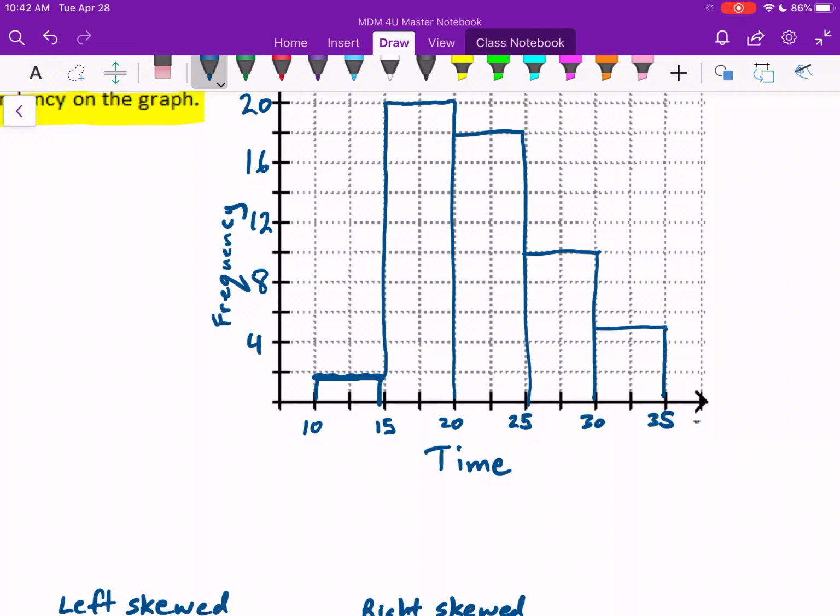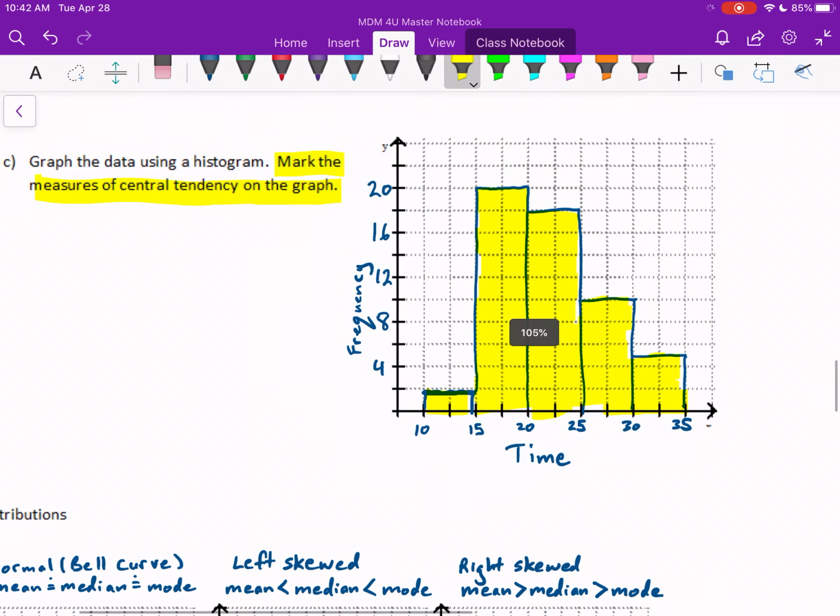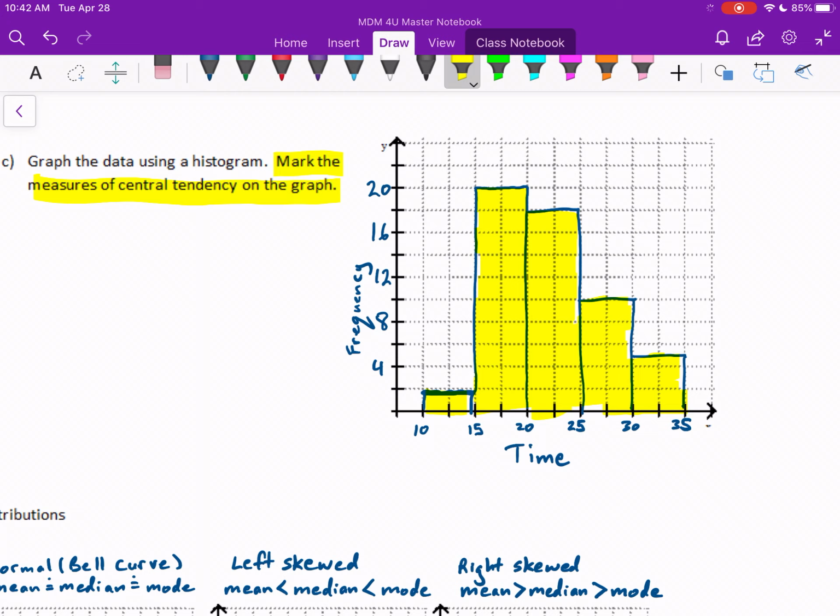Here's my histogram. I'll just highlight it to make it stand out a bit. All right, so that's what it looks like. Now it's just to mark the measures of central tendency on the graph. So what did we say? We said mean was 22.1.